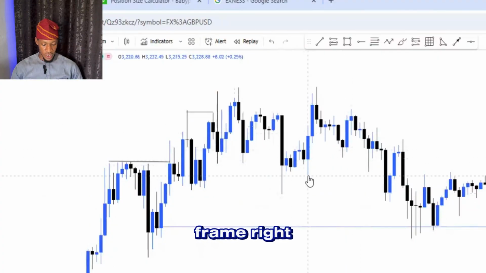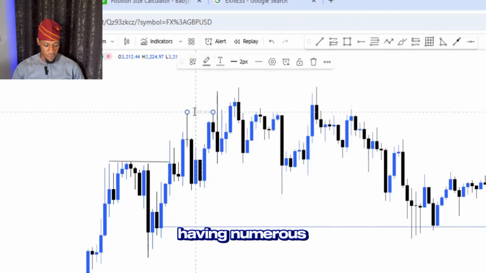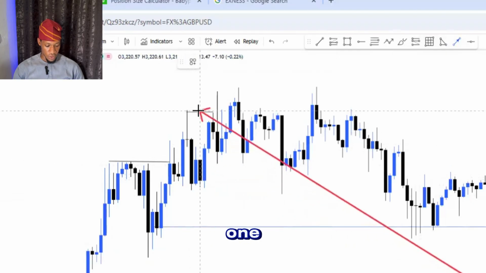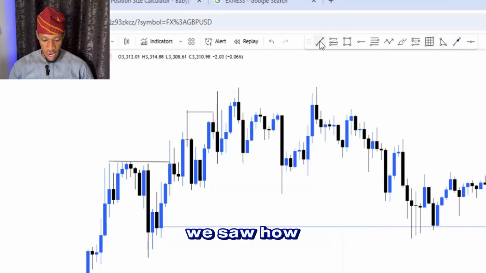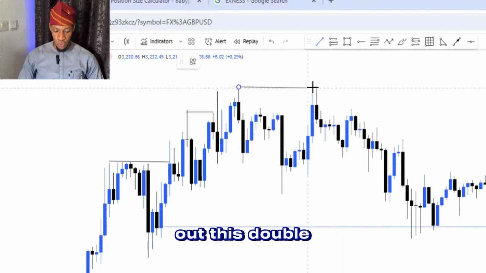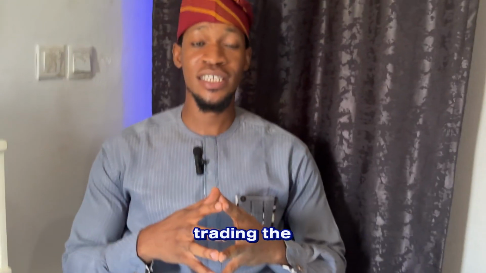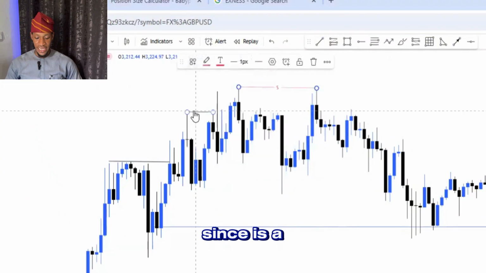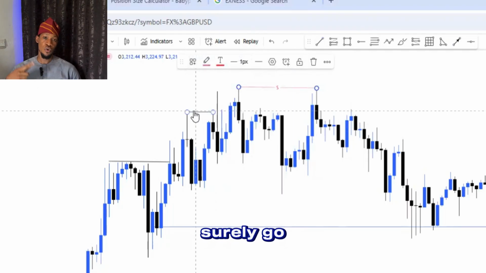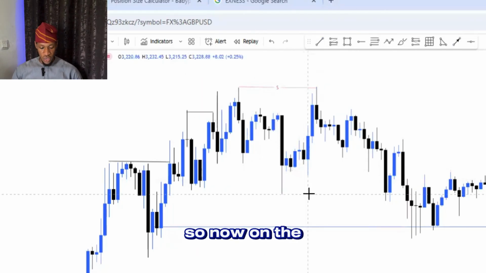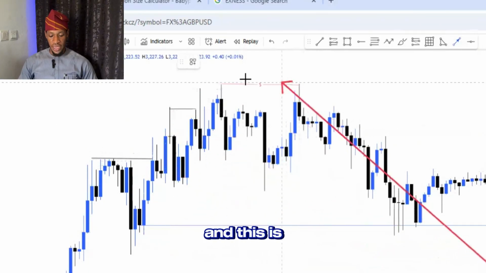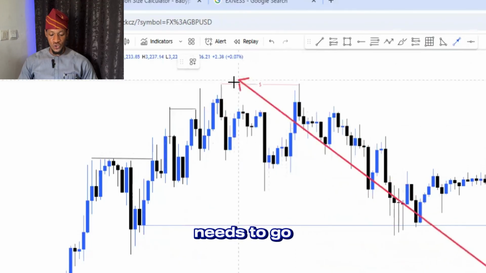On the 30-minute time frame right now, we can clearly see that we're having numerous breaks of market structure. We have break of market structure 1, break of market structure 2. After that, we saw how the market left out this double top right here. If you're trading the smart money concept, you always know that a double top or double bottom is a place of liquidity. Let me mark here to be liquidity. Since it's a double top, price will surely go back and take out that liquidity there. So on the 30-minute time frame, this is our order block, this is our break of market structure, and this is our liquidity where price needs to go clear out.